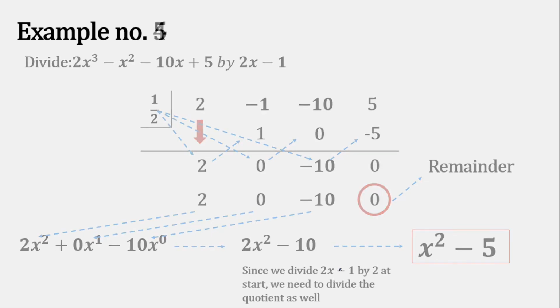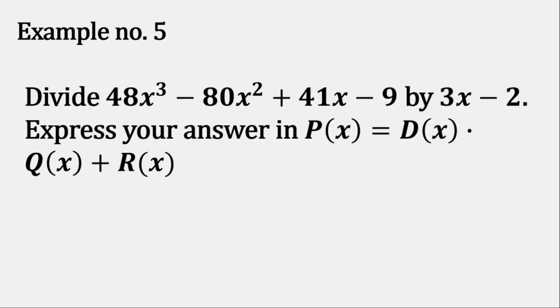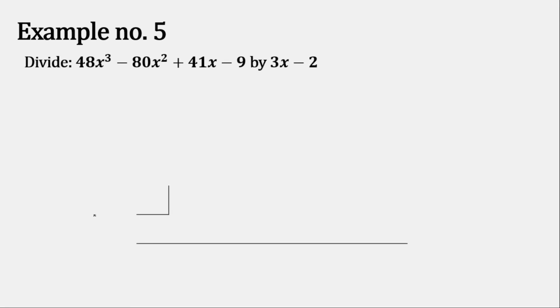Now let's go and try another example. Divide 48x cubed minus 80x squared plus 41x minus 9 by 3x minus 2. Again, we have a leading coefficient that is not 1. And express your answer to this polynomial function. Polynomial is equal to the divisor multiplied by the quotient plus the remainder. So let's do it.